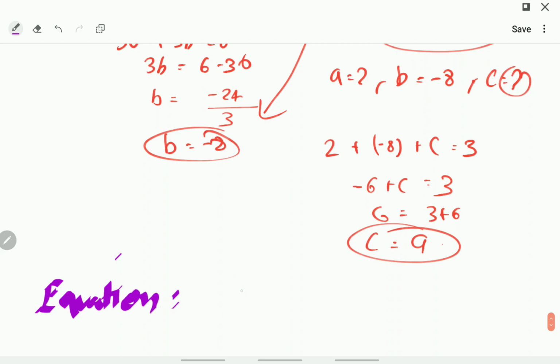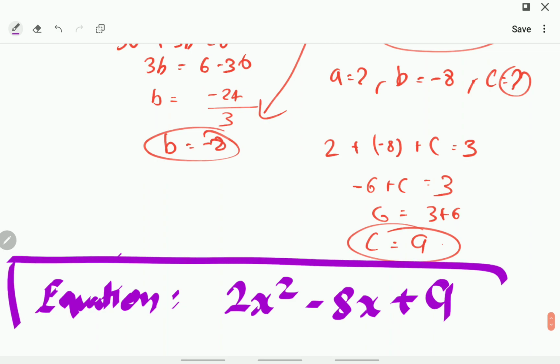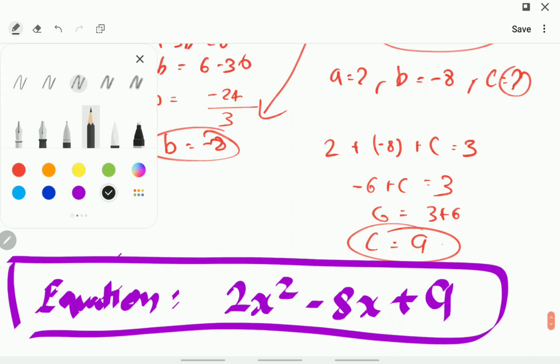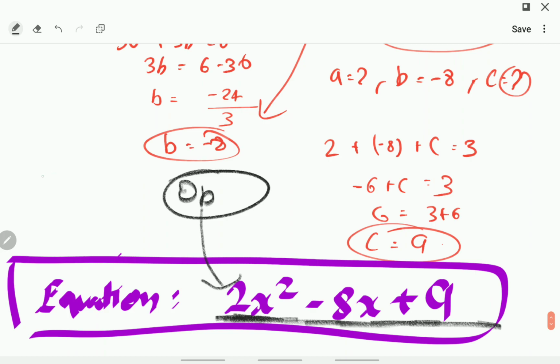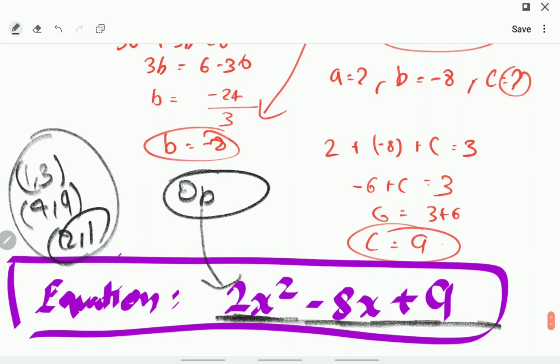Equation is 2x squared minus 8x plus 9. This is our equation at the end of the day. This is our OP equation for the line that passes through supposedly the points (1, 3), (4, 9), and (2, 1). Right? Simple. Now, that marks the very end of the video, the very end of everything that I did today.